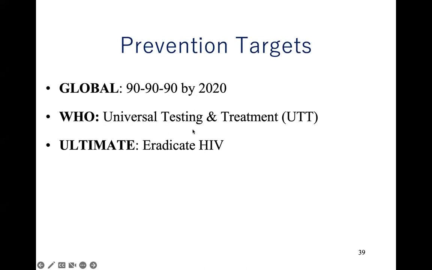And then we also have universal testing and treatment. Initially, we didn't have this. We had universal testing and then monitoring, and people would be given some antibiotics, cotrimoxazole, to minimize chances of developing other infections.